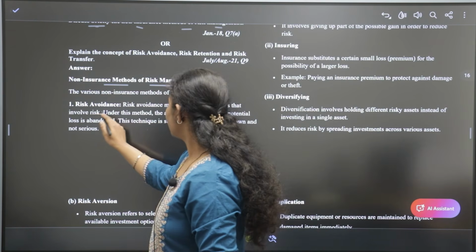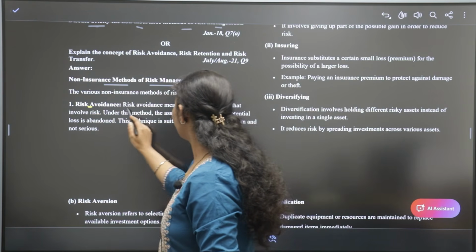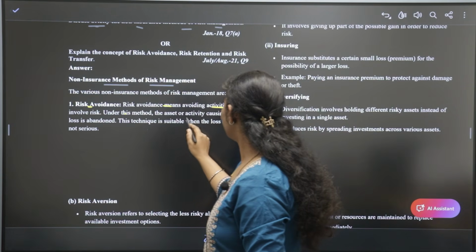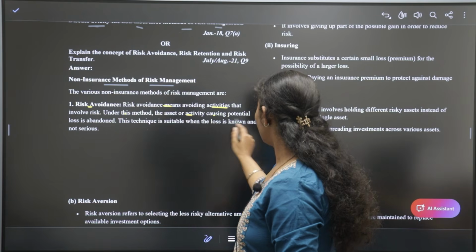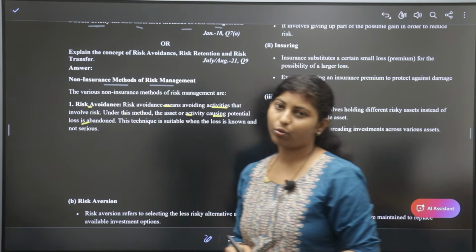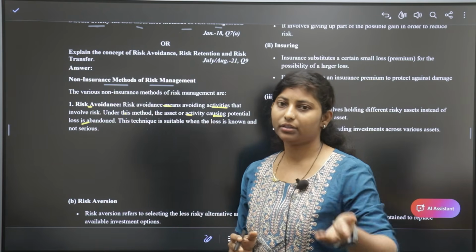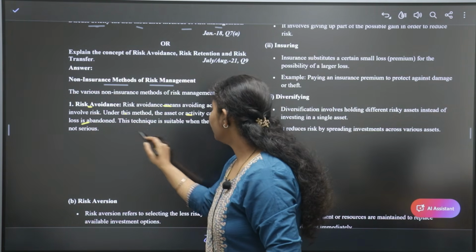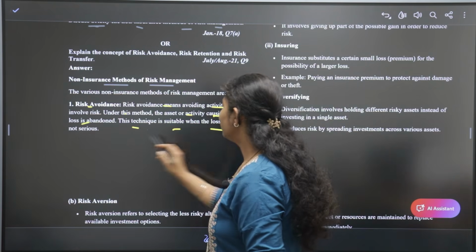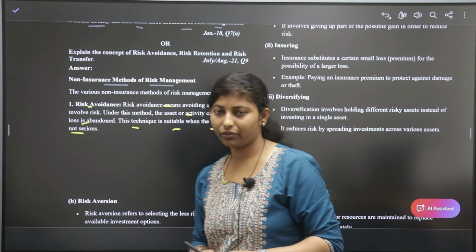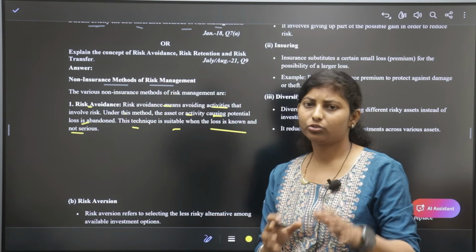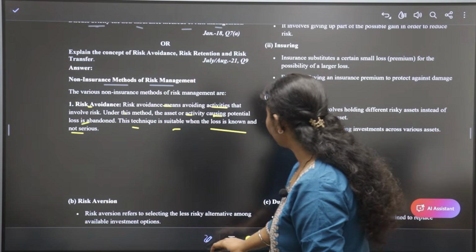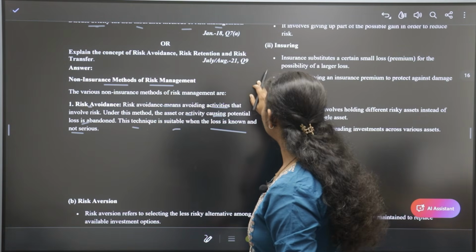First, risk avoidance, which we already discussed. What do you mean by risk avoidance? Avoiding such activities where risk is involved. Under this method, an asset or activity causing potential losses is abandoned. Whatever the asset or activity, if we know the risk or losses it causes, we need to stop it there. Abandoning is just eliminating it, and this technique is suitable when the loss is known and not very serious. When we know about the losses, we can stop doing such things, and it is not very serious because we are aware of our future.